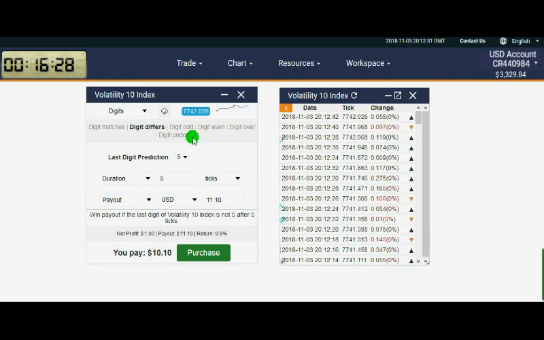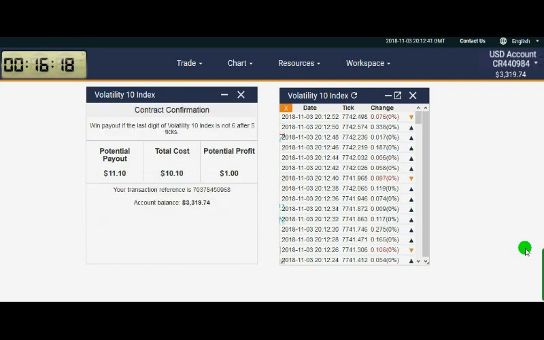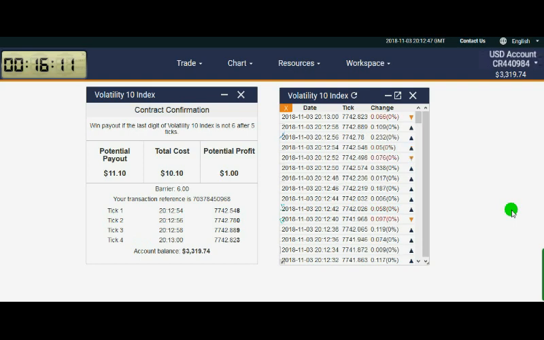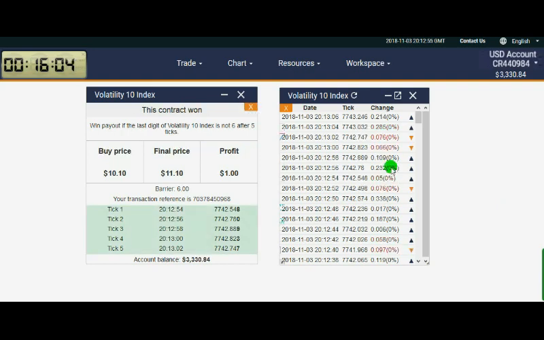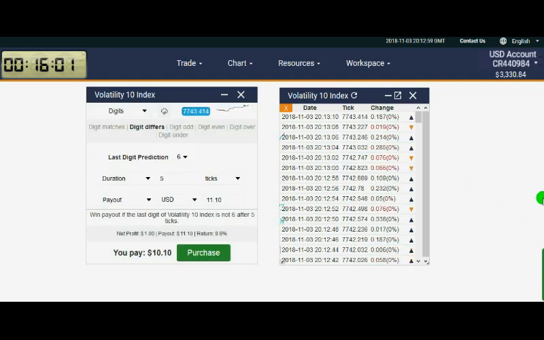So we have 6 again, so I'm going to change this to 6. This strategy doesn't have any particular trading time. You can trade anytime. So we want that third trade again. So I'm going to give it like few seconds again. So we have 3. So I'm going to go for 3.